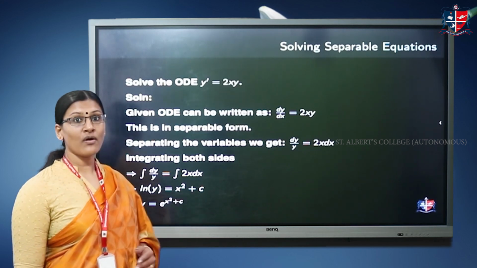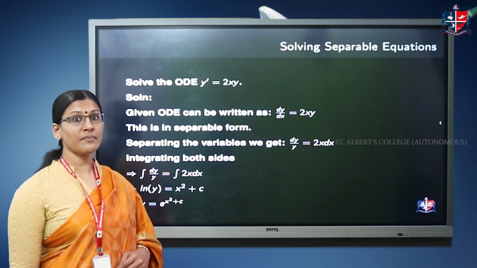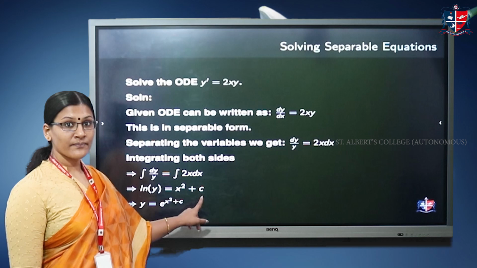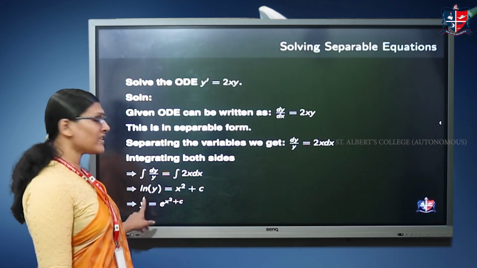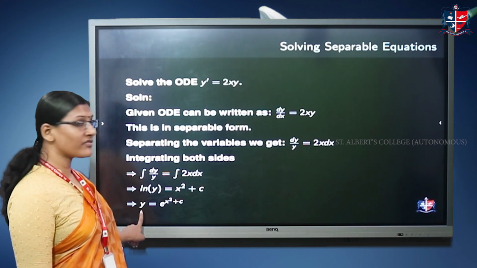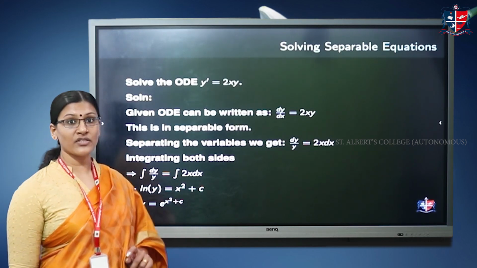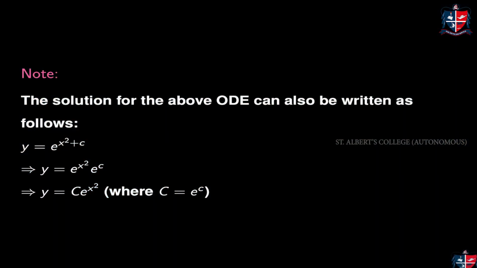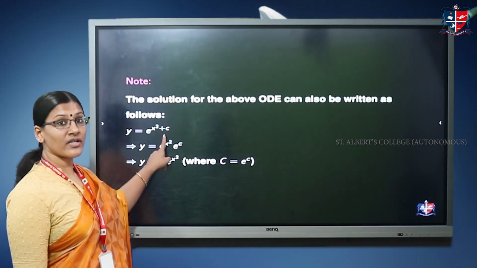But still, if we want the answer as y equal to a function of x, then we can do further simplification. For that, we will take exponential on both sides. Since log and exponential are inverse functions, they will get cancelled, and on LHS we will get y, and on RHS we will get e raised to x square plus c. This is the solution, y equal to e raised to x square plus c.